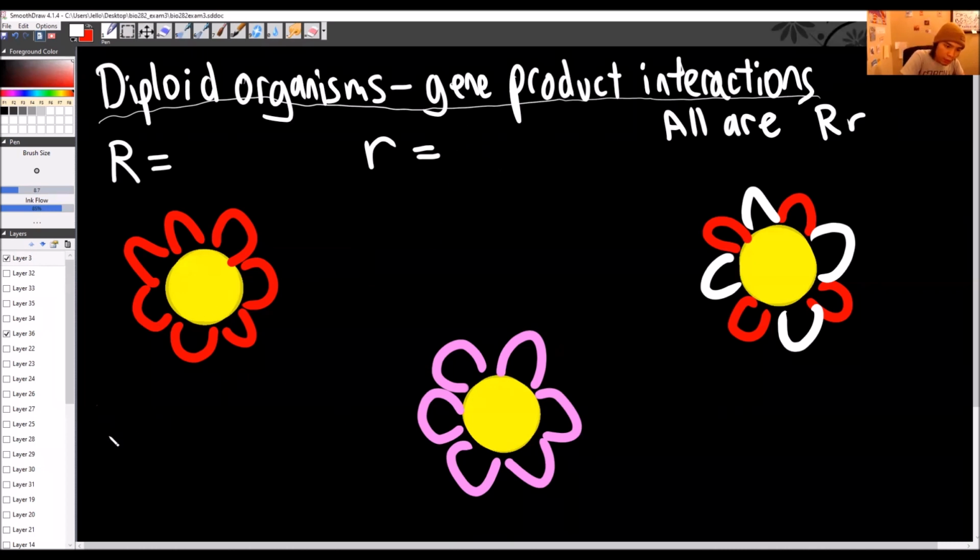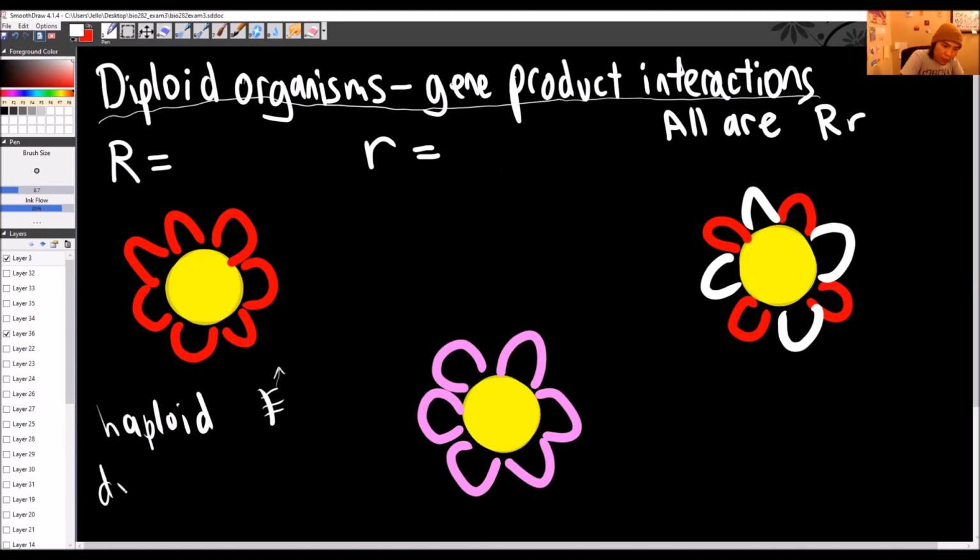Cool. So let's say that we have a haploid cell or a haploid organism. That means that it only has one set of each chromosome. So this is a chromosome. There's a gene there. There's a gene there. There's a gene there. So for each gene, the gene product that it produces will form whatever phenotype is associated with it.